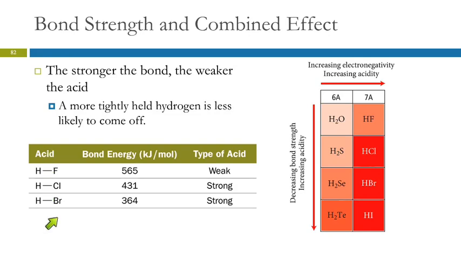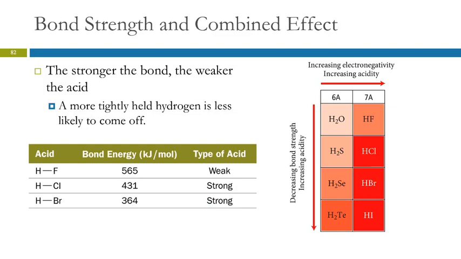So if we look at these acids here, HF, HCl, HBr, the bond energy is highest in the HF bond, and that is a weak acid. Because the bond is strong, the fluorine doesn't want to let go of the hydrogen ion. HCl and HBr are considered strong acids. The strength of the bond there is weaker, so they are stronger acids.